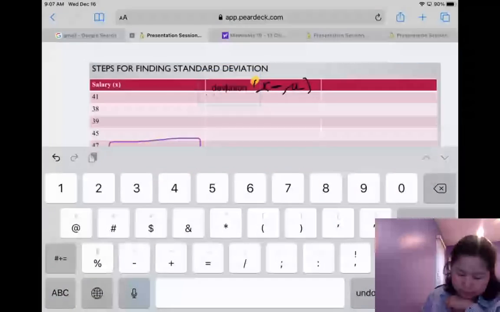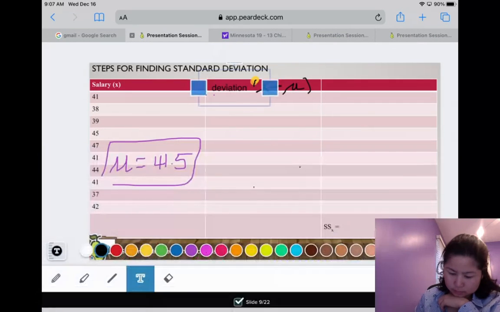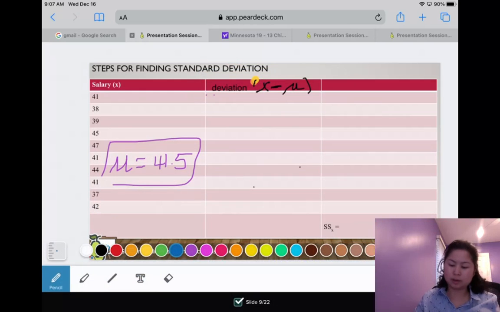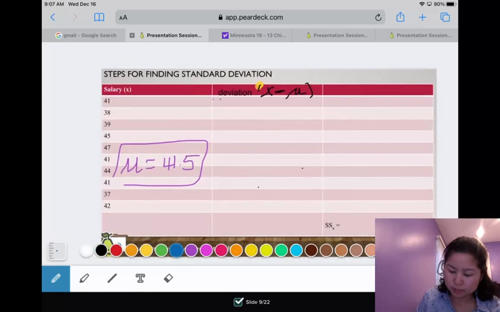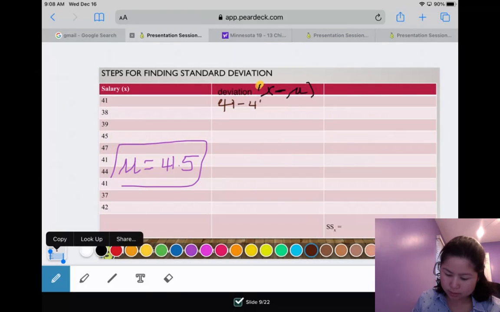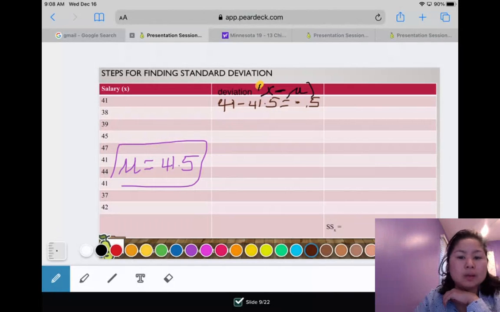So I will take 41. My pen is not working. 41 minus 41.5. That gives me negative 0.5. So that's my first deviation. I'm going to do the same for all of them.